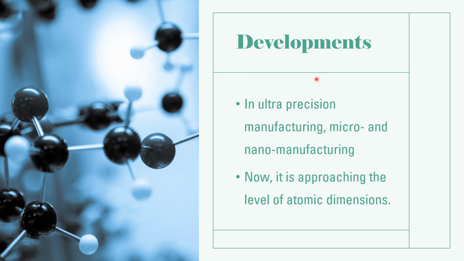When we take a look at developments, especially in ultra precision manufacturing, and the other one is micro and nano, so they're very, very small manufacturing. So precision and micro nano stuff, it's truly approaching the level of atomic dimension, meaning very, very small dimension. So that's the precision we are able to do today.